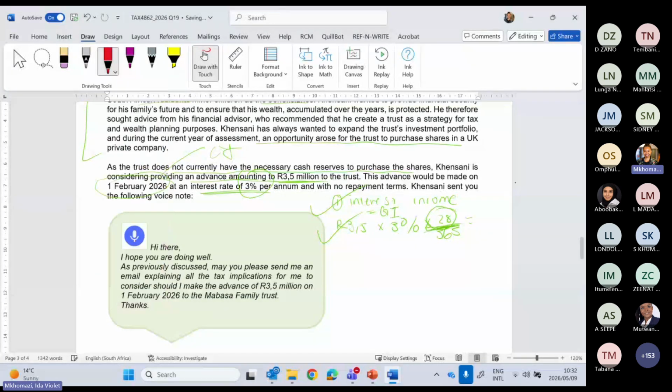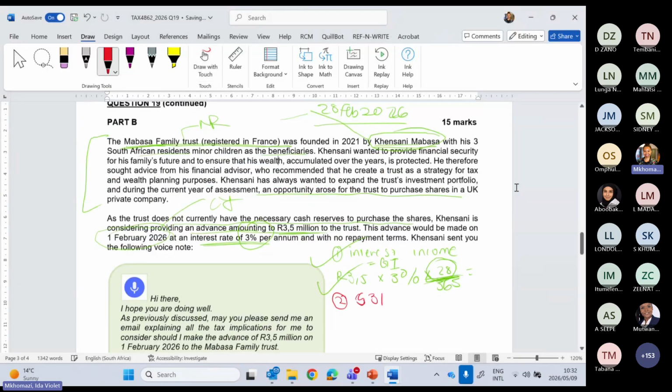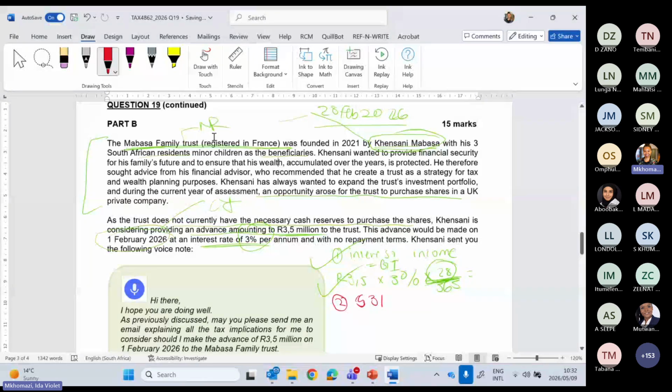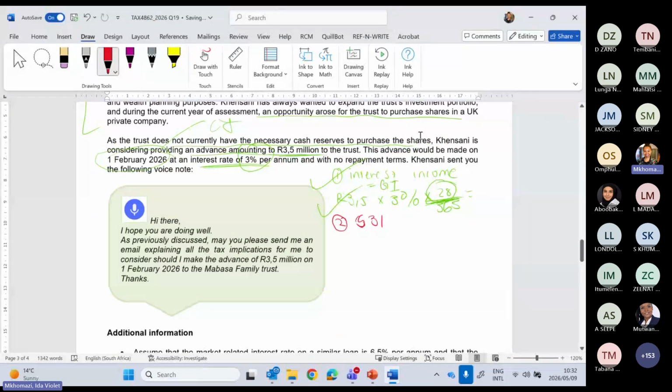Now, the second thing that I'm going to consider is the applicability of Section 31, the transfer pricing. The reason I'm considering transfer pricing is because I got triggered when I saw that I'm dealing with a non-resident, which is the trust, and I also have a resident, which is the individual Kensani. What are the requirements? You determine if there's an affected transaction, right? Firstly, the definition of affected transaction asks, are you dealing with a resident and a non-resident? And the answer is yes. We have a resident, which is Kensani, and we have the non-resident, which is the trust.